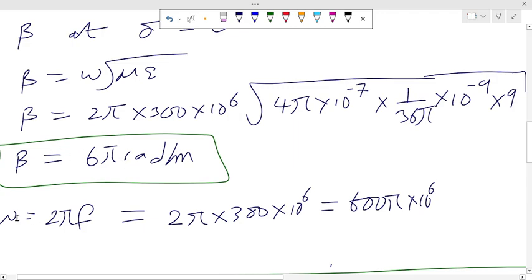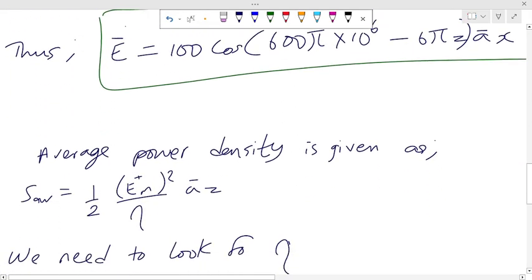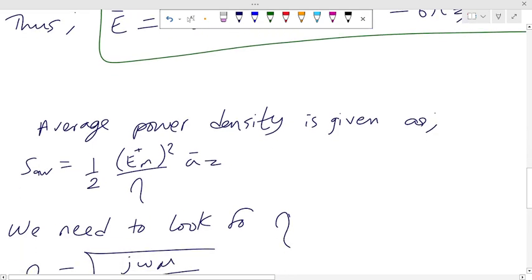So now we have it. Of course, omega equals 2 pi f is given in the equation, so that will give us this. So we substitute beta and omega into our expression: omega here, beta here. Of course, 100 is given in the equation. And this is simply it.